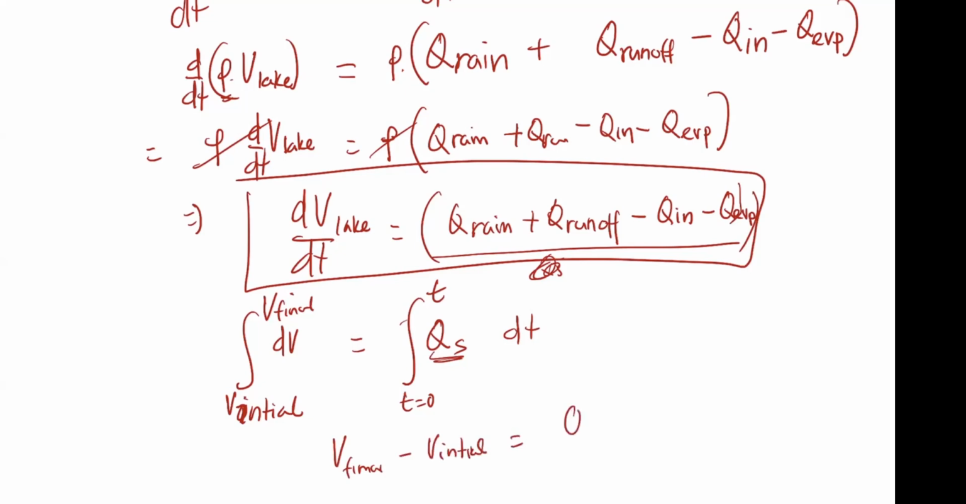would be Qs, because it's a constant. You are saying that the flow rate doesn't change over time, and time t minus 0. So that means V final is V, whatever the initial volume of the lake, plus the net flow rate, Q net, times time. Okay. So it makes sense.